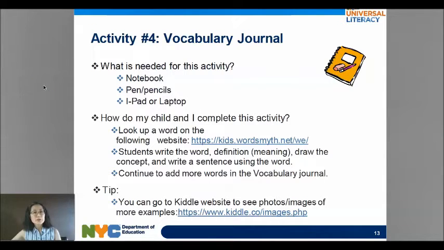I'm going to introduce the activity of making a vocabulary journal. A vocabulary journal is not only a great way for your children to learn the meaning of the word, but also it helps them to retain what they learned. For example, your child might not know the meaning of a pond, and you could explain to your child what a pond is and even show a picture of a pond. But the next day, if you ask your child what a pond is, your child might not remember.